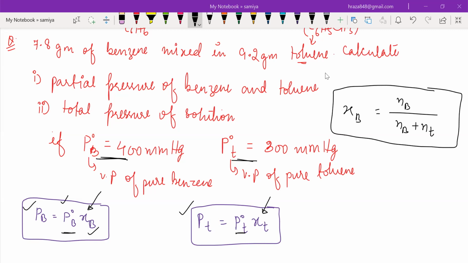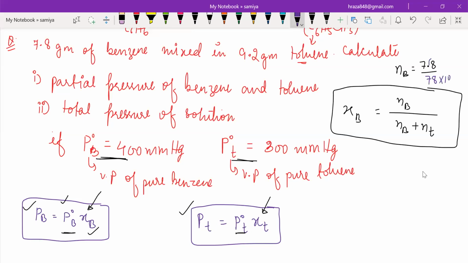Given mass upon molar mass. Very good. So the number of moles of benzene, with a given mass of 7.8 and its molar mass, will be 0.1 mole. Again, if you calculate the number of moles of toluene, given mass is 9.2, and with the molar mass you can see this will also be 0.1.